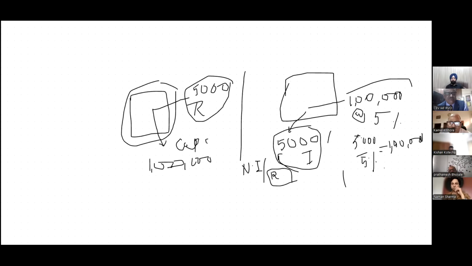Yes, sir. Please continue. What about the property value which is getting a rent of 5,000 per month? So that is 1 lakh. How do you derive that? So we are comparing this.